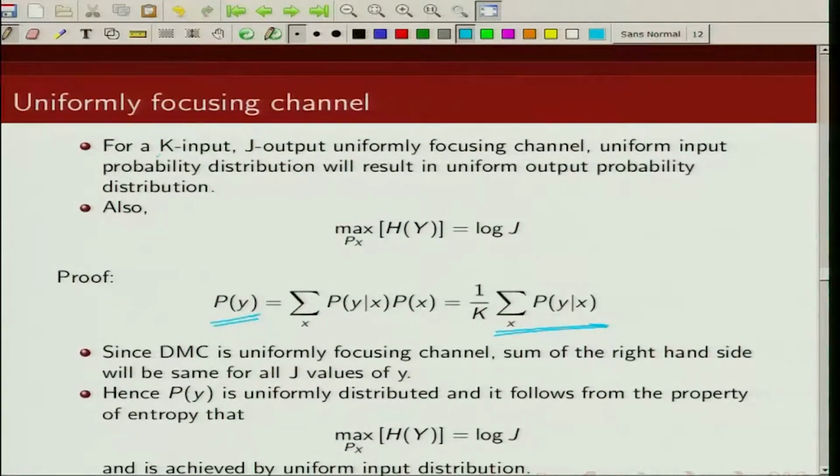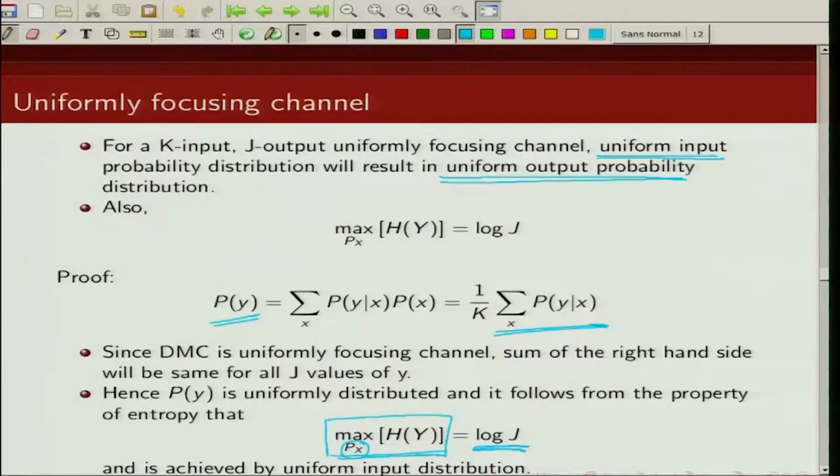So for a uniformly focusing channel, if your input is uniform, then it will induce a uniform output distribution. And since we know that h of y lies between 0 and log of j, an input distribution will result in an output distribution which is also uniform, and the maximum value of h of y for a uniformly focusing channel is given by this.